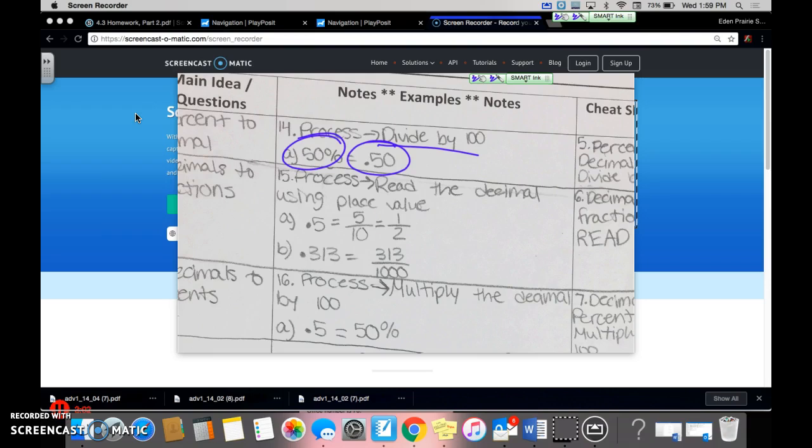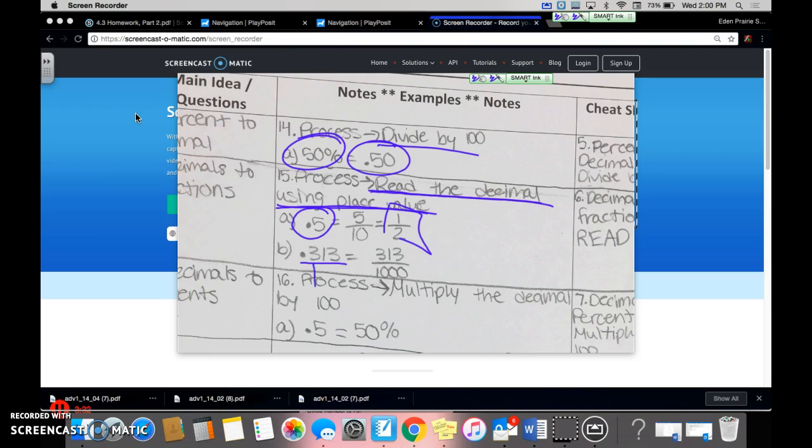Okay. Decimals to fractions. You do what to go from a decimal to a fraction? Read the decimal using place value. That wasn't very good. Try it again on the count of 3. 1, 2, 3. Read the decimal using place value. So this is our 0.5. We read that as 5/10, which reduces to 1/2.